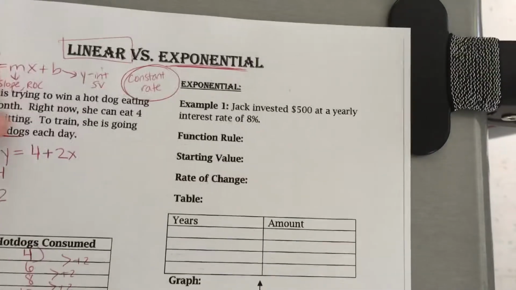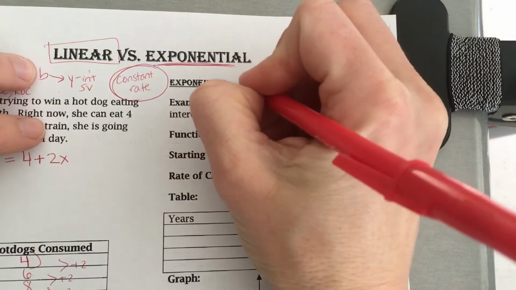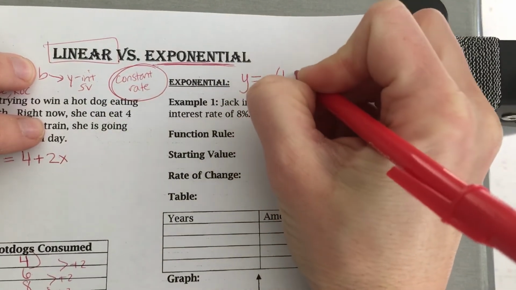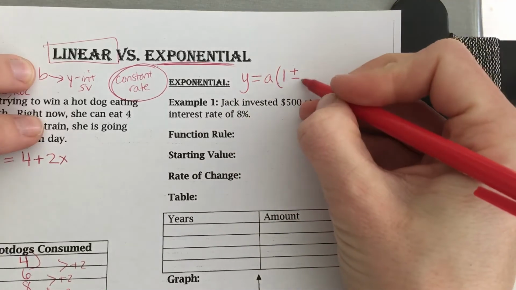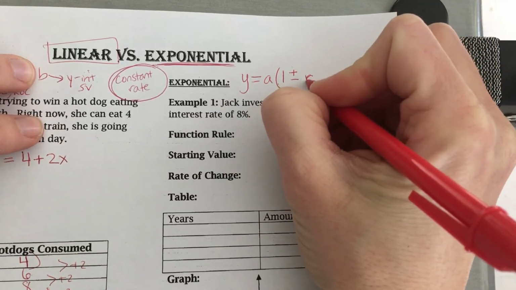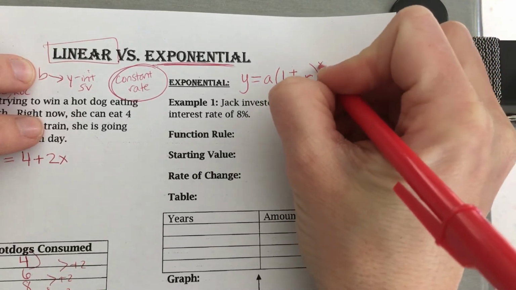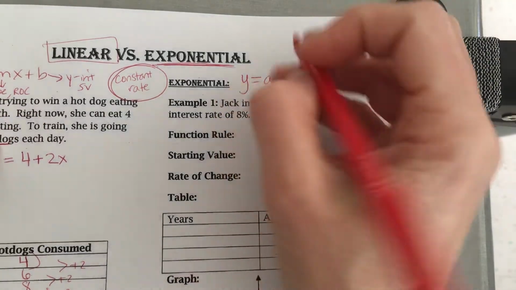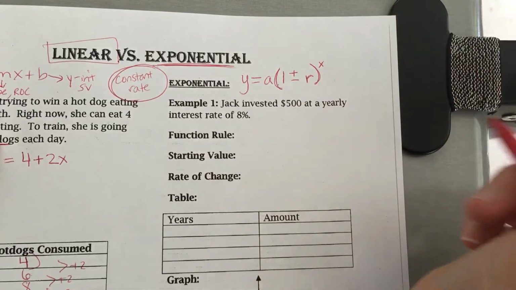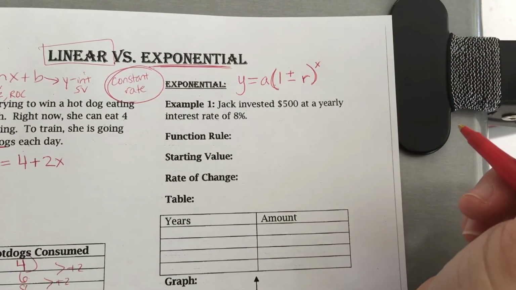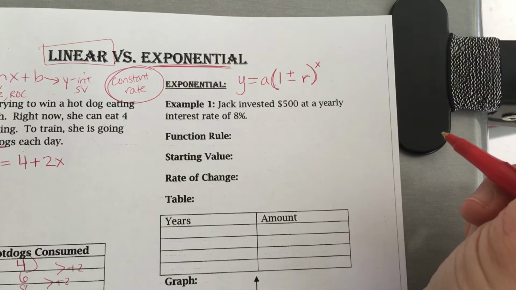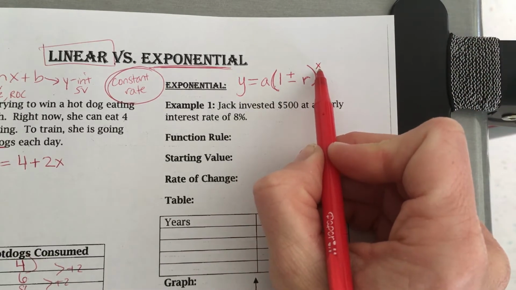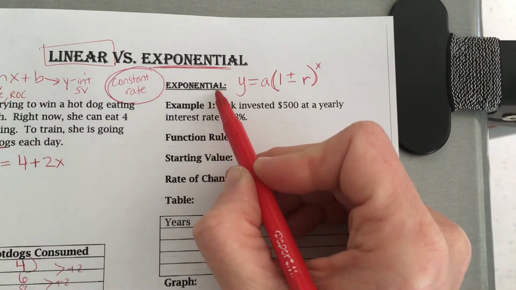All right, exponential has a different formula. Y equals a parentheses 1 plus or minus r, where r is your rate, to the x power. Notice this one has parentheses in it. It means you're multiplying. All right, exponential multiplies. Also notice that x is in the exponent. That's why it's called exponential.